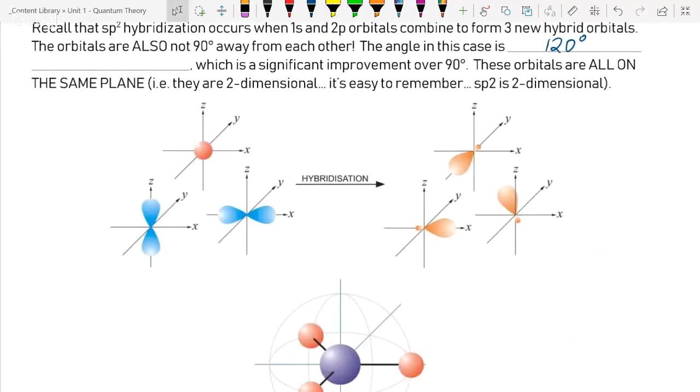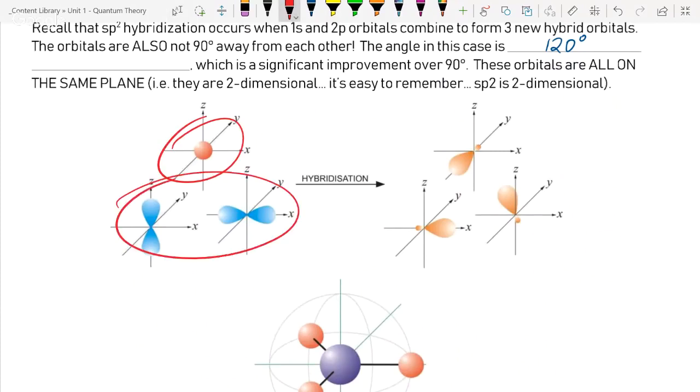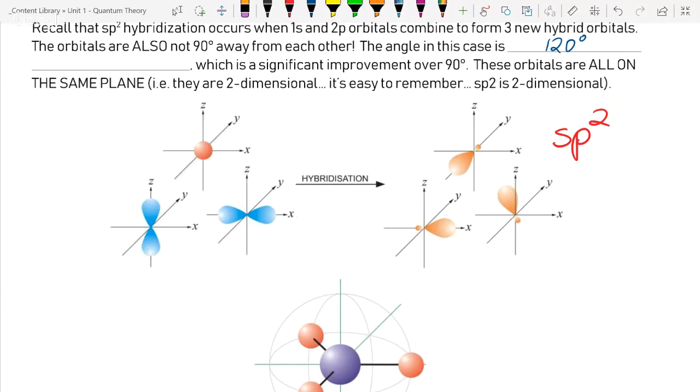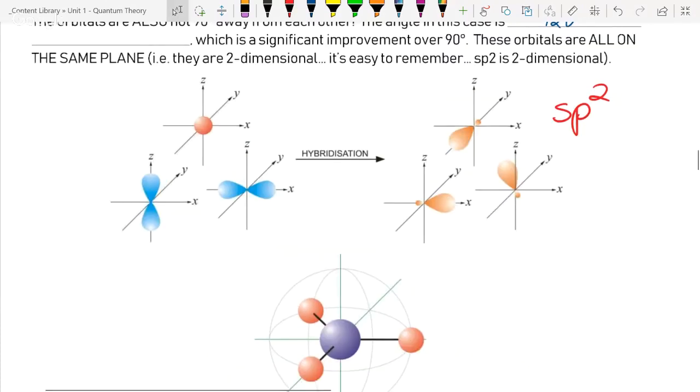All right. So when we combine an s orbital and two p orbitals, one s, two p's altogether, how many orbitals are we going to get? Three, right? We take three orbitals, we make three orbitals. But now these are what we would call sp2 orbitals. And they are at 120 degrees to one another, which is much better than 90. And they're all on the same plane. They're two-dimensional. sp2, two-dimensional. Now again, this only happens if there's a double bond.